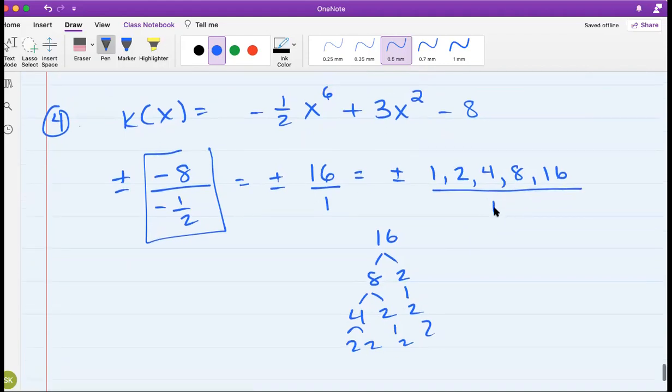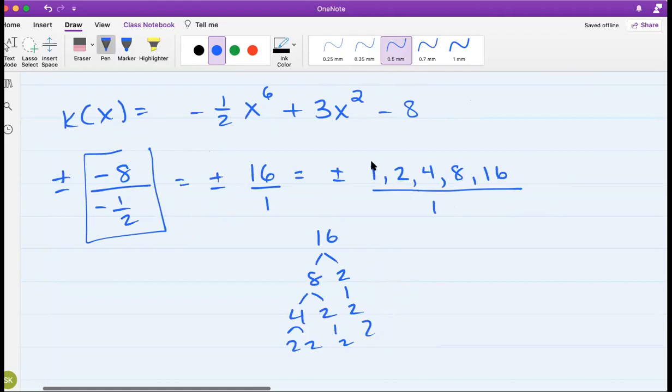And here I have a 1. Now if I had something more complicated down here, like let's say I had a 2 down here, I'd have to put 1 times 2. Or I could have something like, if I had 10, I would put 1, 2, 5, and 10. And so I would get a lot more answers here. You can see that I'll get plus or minus 1, plus or minus 2, plus or minus 4, plus or minus 8, and plus or minus 16. So those are all my potential roots.